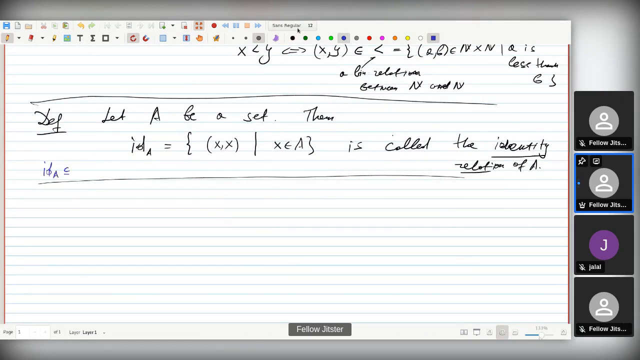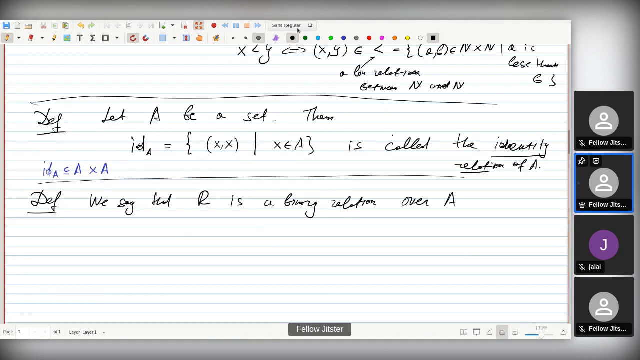Obviously, the identity relation is a relation between A and A. By the way, by definition, we say that R is a binary relation over A, or on A, if and only if R is a binary relation between A and A itself. Is this idea clear?